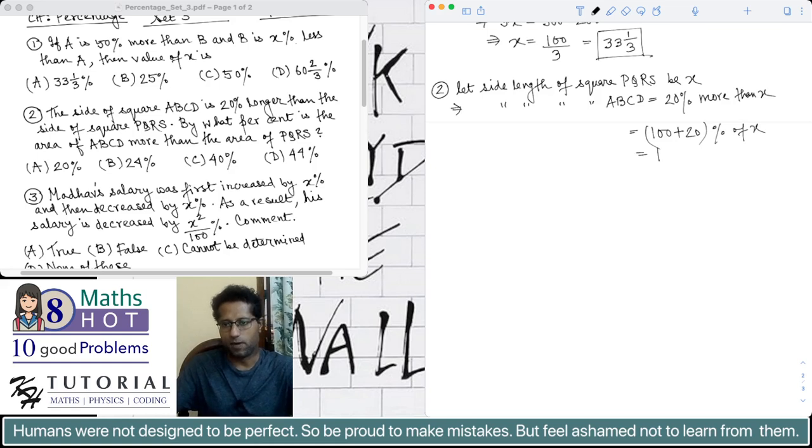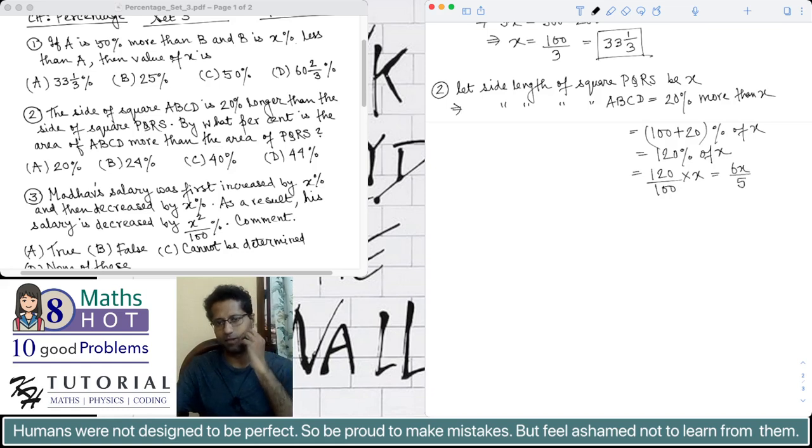which is equal to 120% of x. 120% means 120 divided by 100. Of means multiplication, multiplied by x. After simplifying 120 by 100, we get 6x by 5. So the length of the side of square ABCD is 6x by 5, where x we have assumed to be the side length of square PQRS.